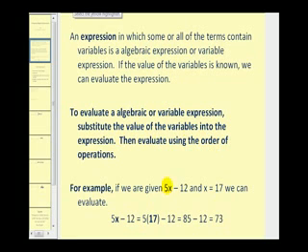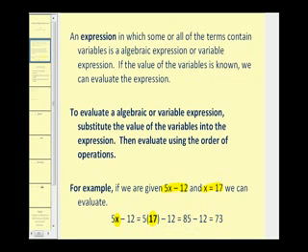So for example, if we have the expression 5x minus 12, and we're also given that x equals 17, we replace the variable x with the value of 17 and then evaluate the expression. So here we'd have 5 times 17 minus 12. Well, 5 times 17 is 85, and then 85 minus 12 is equal to 73.